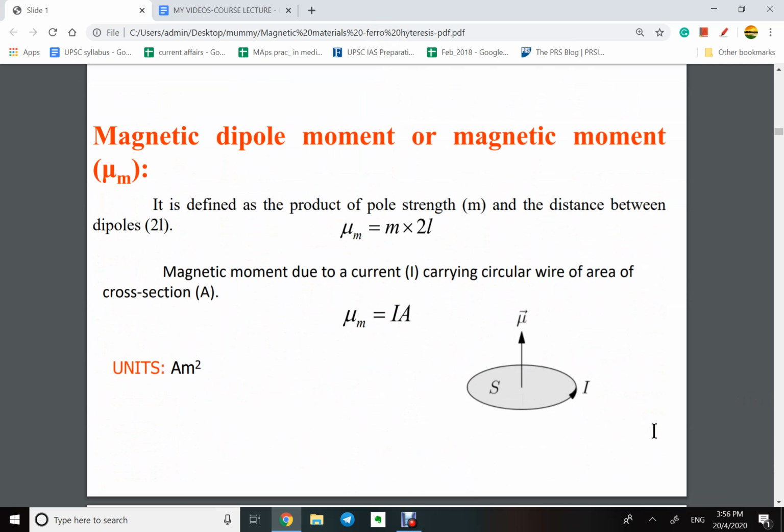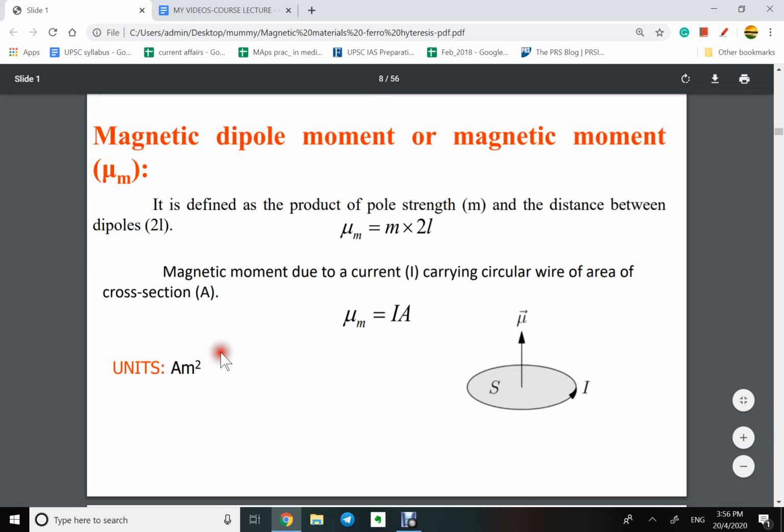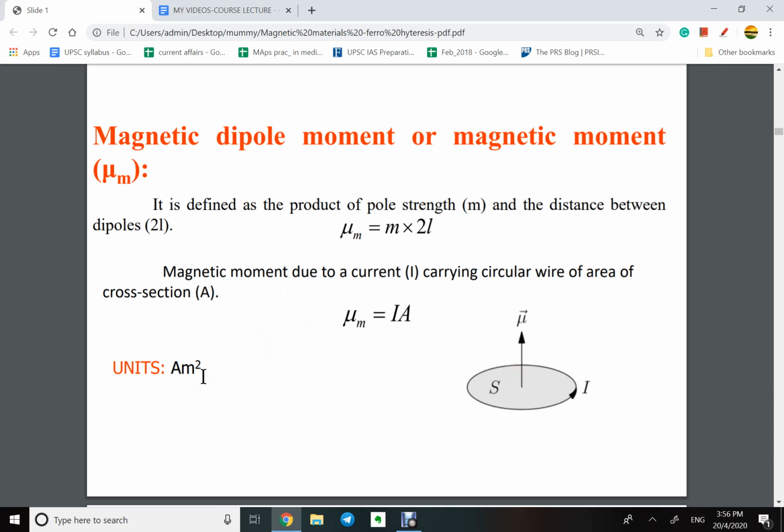Having said about the magnetic dipole, what is the magnetic dipole moment or just magnetic moment? Magnetic moment is given by this formula mu equals m into 2L, where m is the pole strength and 2L is the distance between the two poles. Also magnetic moment can be written in terms of the current and the surface area of the orbit, as I told you earlier. The unit of magnetic moment is ampere meter square. Following this, we will see some definitions which are related to the study of magnetic materials.